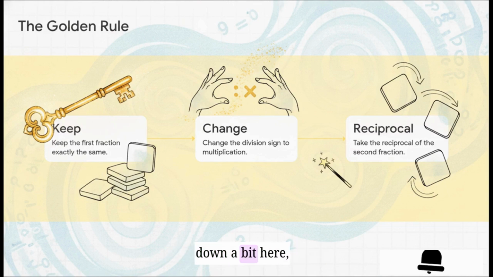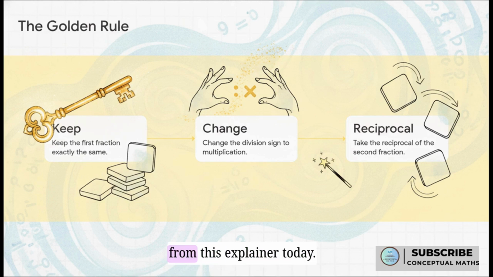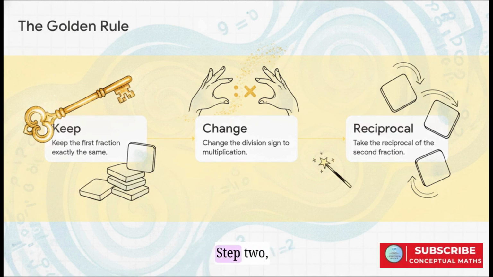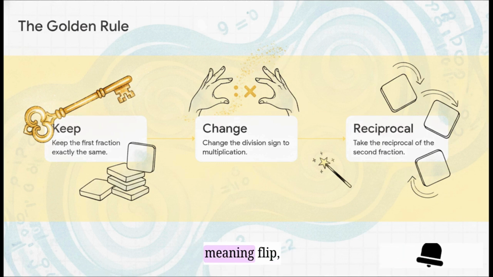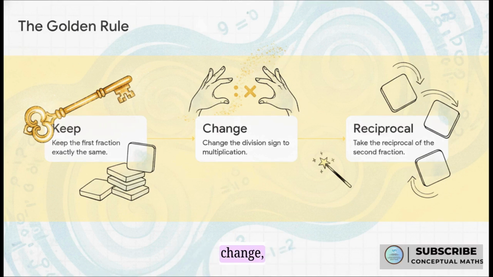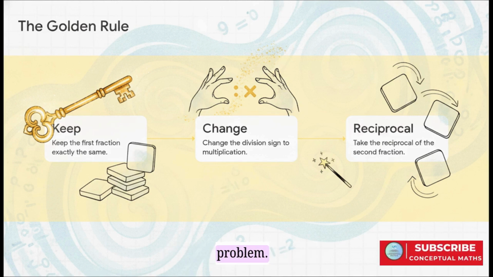I'm actually going to slow down a bit here because this 3-step trick is literally the most important thing you'll take away from this explainer today. Step 1, keep the first fraction exactly the same. Don't even touch it. Step 2, change the division sign into a multiplication sign. And step 3, take the reciprocal, meaning flip, only that second fraction. So it's keep, change, reciprocal. It completely magically turns a tricky division problem into a super easy multiplication problem.